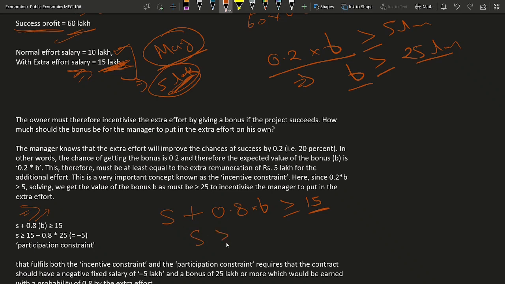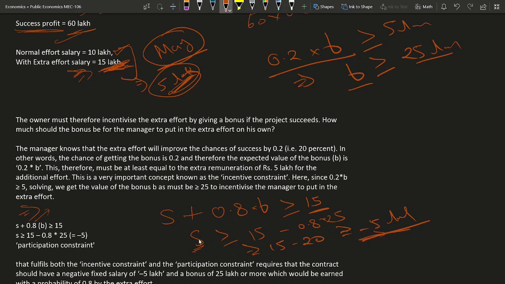So S should be greater than or equal to 15 lakh minus 0.8 multiplied by 25. This gives us 15 minus 20, which is equal to minus 5 lakh. So the fixed salary of the manager should be at least minus 5 lakh. That means this value is negative.